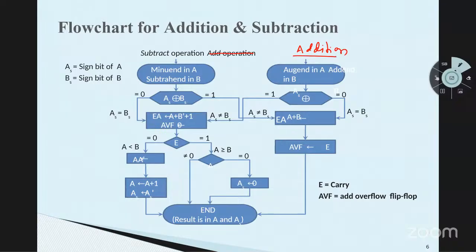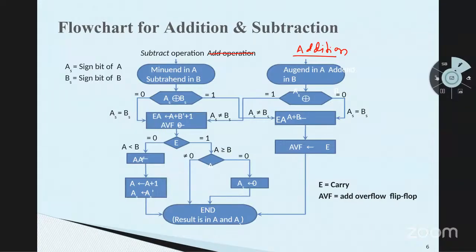Okay. See here, addition and subtraction operations. Listen carefully. Now, first we'll consider the first, which one? Addition or subtraction?